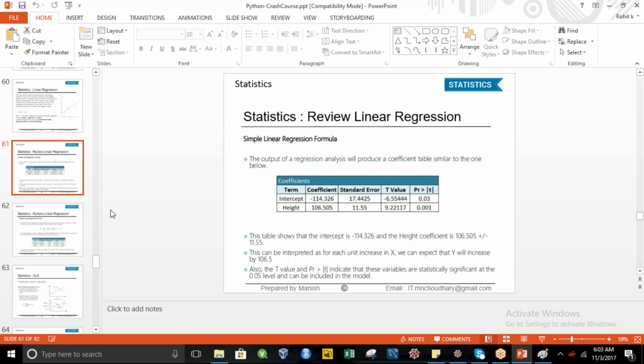Now in linear regression, when you check the records, you will find three or four types of data about the sample. Whatever we are talking about, we are talking about the sample details. When we check in linear regression, we will find some terms: coefficient, standard error, t values, and p greater than t values. I will explain what the p greater than t values are.